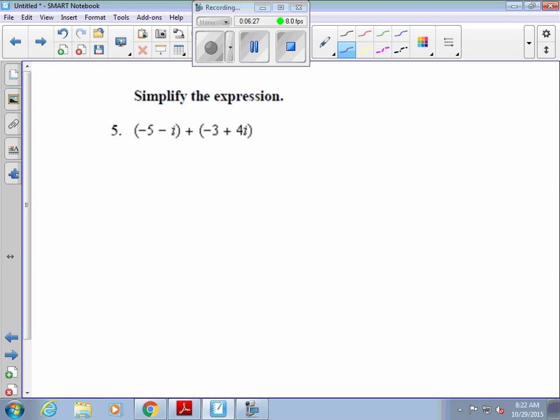Number 5 says to simplify the expression. Remember, imaginary numbers act just like variables when it comes to adding and subtracting like polynomials. So negative 5 plus negative 3. Negative 5 minus 3 is negative 8. And negative i plus 4i. Negative i plus 4i is positive 3i. Negative 8 plus 3i.